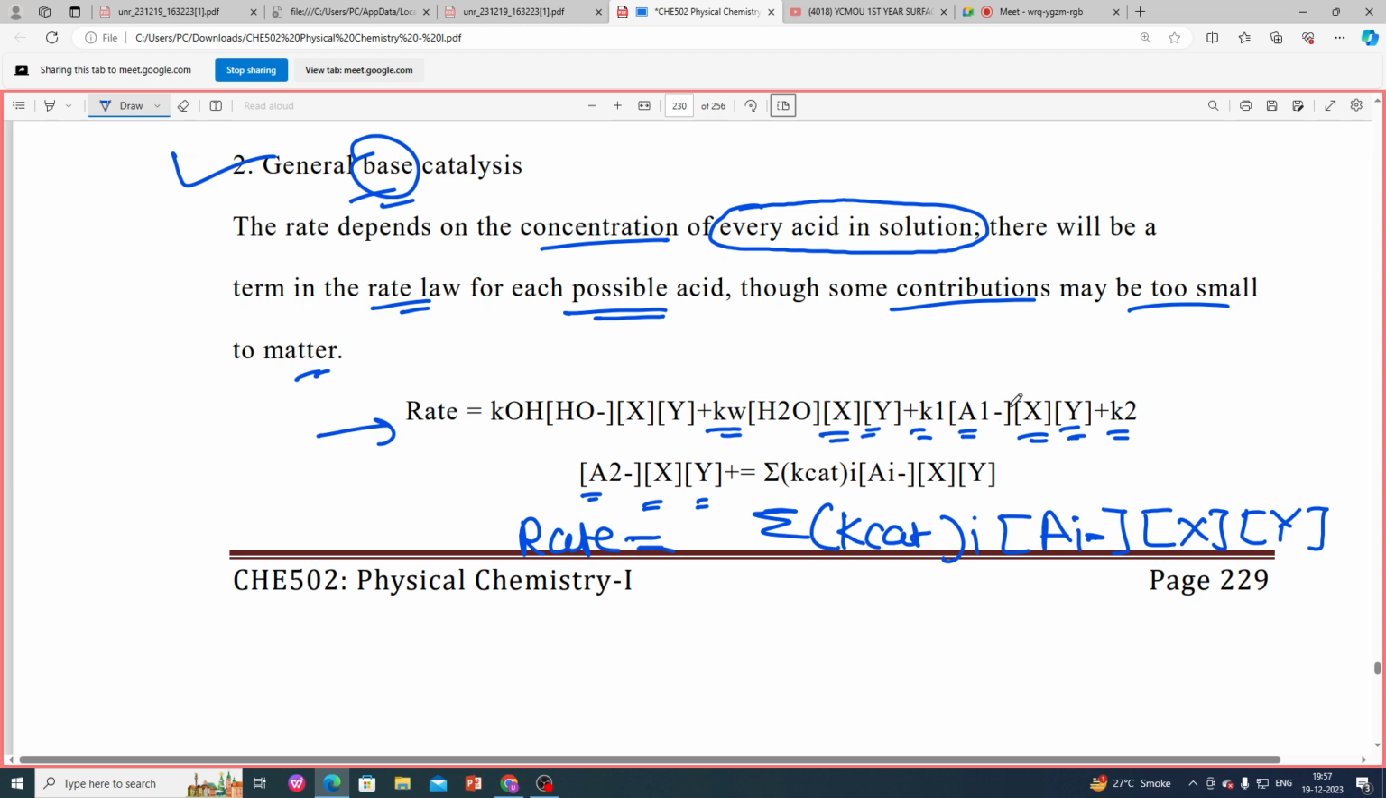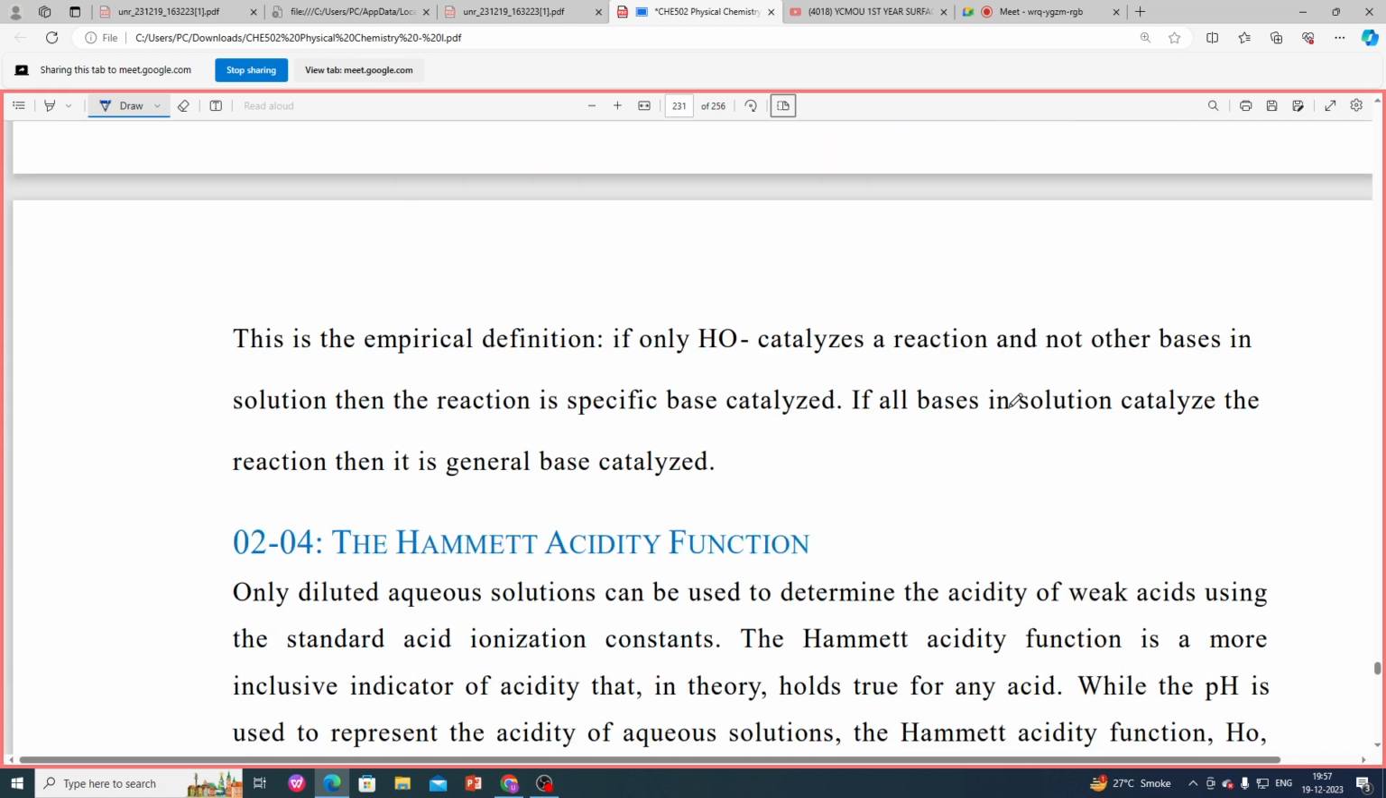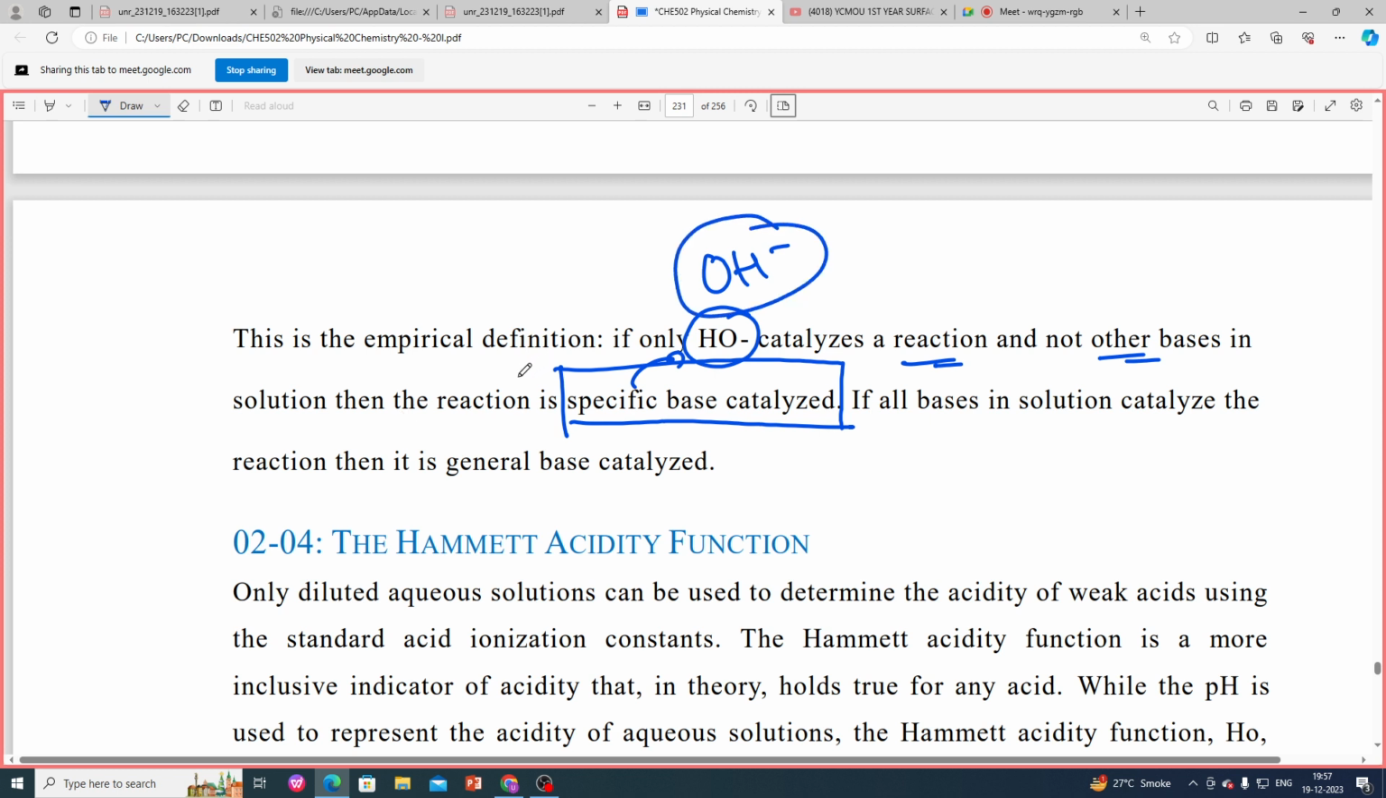Okay, now in the next step, this is the empirical definition. If OH minus catalyzes a reaction and not other bases in the solution, then the reaction is specific base catalyzed. Okay, then reaction को क्या कहेंगे, specific base catalyzed when the reaction is catalyzed by OH minus only. Okay, OH minus only से catalyze हुई होगी reaction, so we can call it a specific base reaction. क्या कहेंगे उसे, specific base reaction. यस, आगे क्या दिया है देखो.